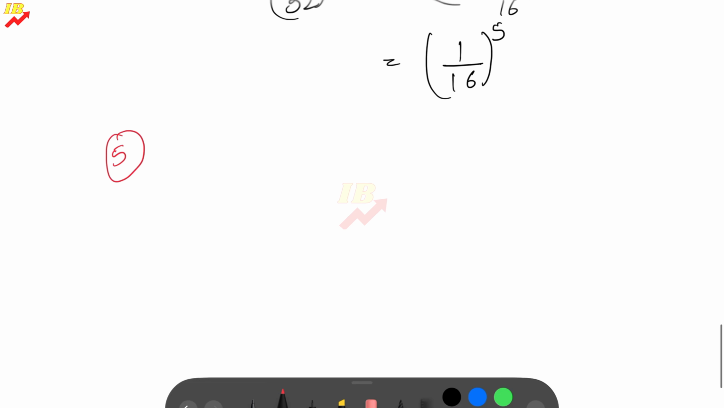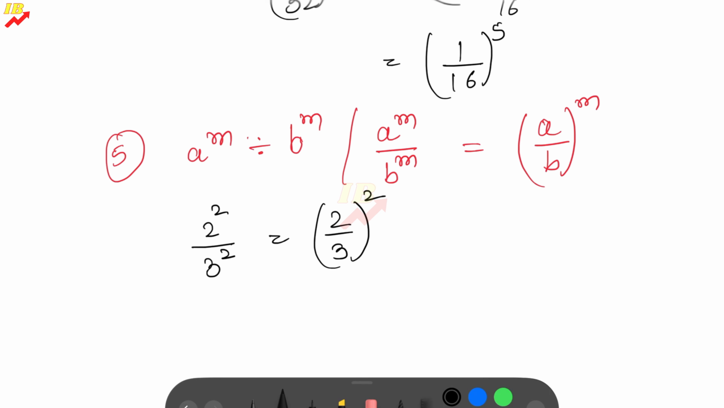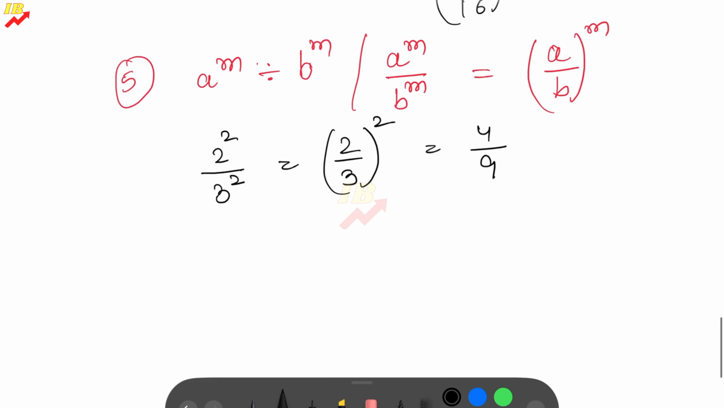The fifth rule says when we see a to the power m, and let's take the division sign this time, divided by b to the power m, or it can be written as a to the power m over b to the power m, then we can do the same thing. We take the bases together and write the power in a common form. Same thing happening here. If it is 2 to the power 2 over 3 to the power 2, that makes it 2 over 3 whole to the power 2. If you want to solve it further, it is 4 over 9.